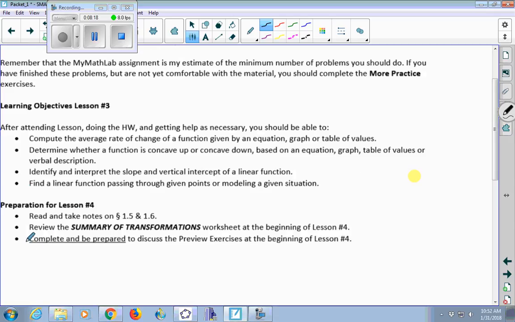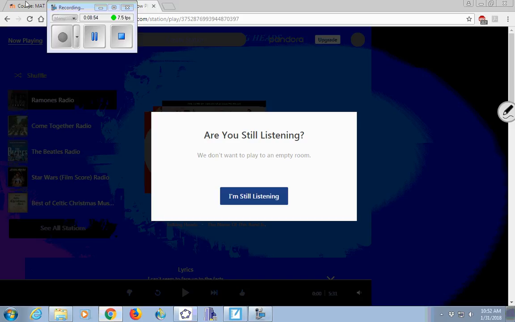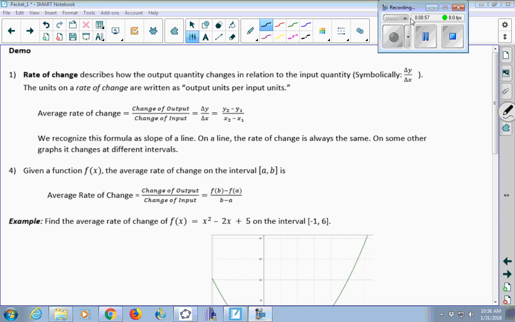Notice you always have to complete and be prepared to discuss the preview exercises for Friday, which is lesson number 4. And then your homework is all of this stuff about taking notes from your book, okay? And please do the homework assignment in MOM found on our Moodle site for 1-3, 2-1, and 2-2. Now remember, sometimes I told you to be looking for additional problems, and I didn't have them listed here necessarily. So make sure when you look at your MOM site, you heard it. Thank you. Keep reminding me about recording.